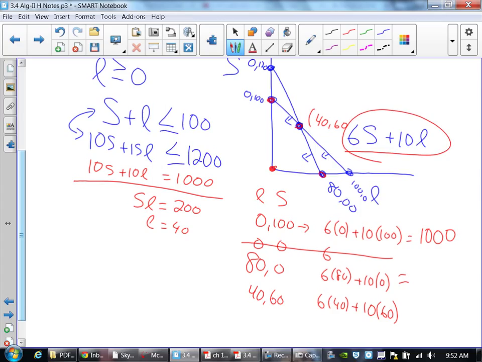I didn't catch that. What DJ just picked up on there? Look at my profit function, my overall objective function. It's 6 times the S, 10 times the L. I had listed out L's first. I just missed that.